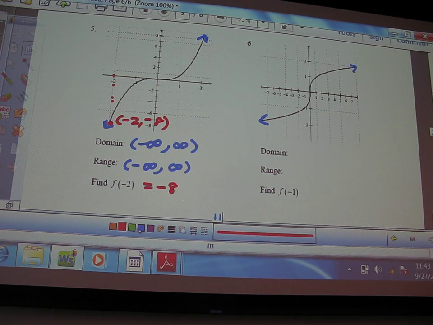This one over here on the other side, my domain is... what did you guys get for the domain? Negative infinity. Now what do you get for the range? For the upper part? Positive infinity. Great. And for the range? Y has to be bigger than -2 and less than 2.